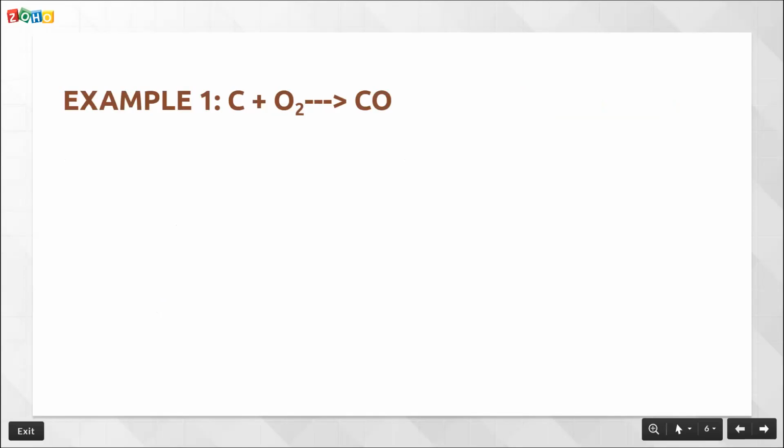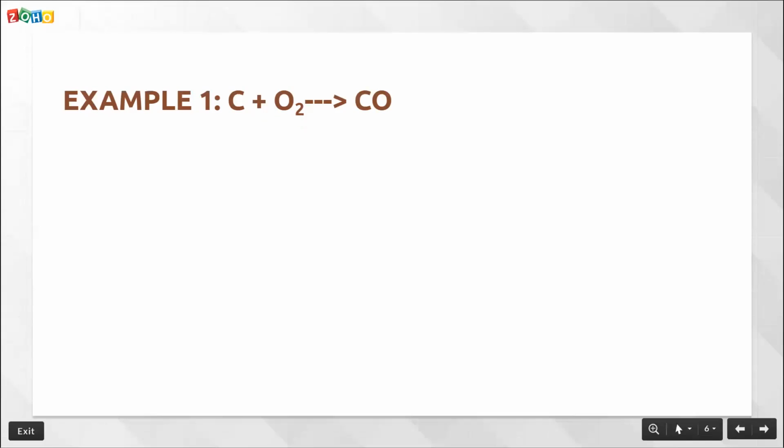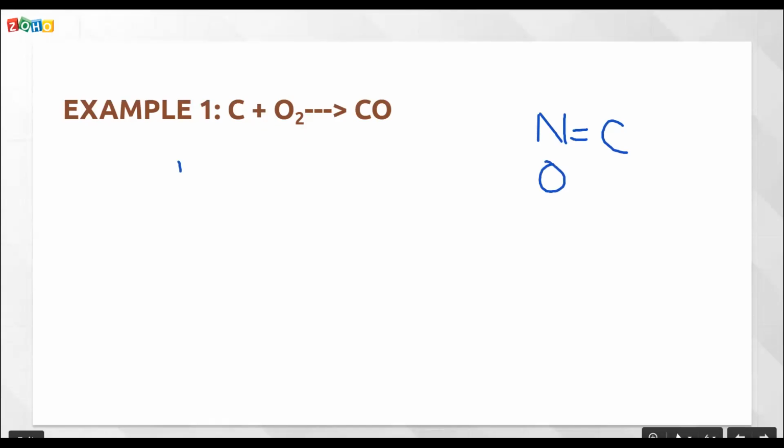So the first equation is C plus O2 gives CO, that is, carbon combines with oxygen to give carbon monoxide. What we check in this chemical equation is that metal is absent, non-metal is carbon, oxygen is there, and hydrogen is absent. So we need to balance only the two entities, that is, non-metal, which is carbon, and oxygen. So rewrite the chemical equation, that is C plus O2 gives CO.